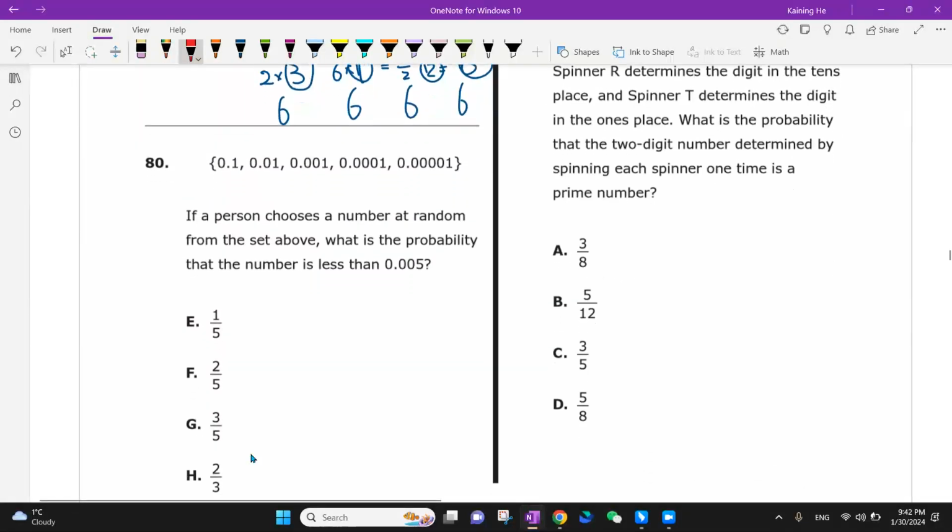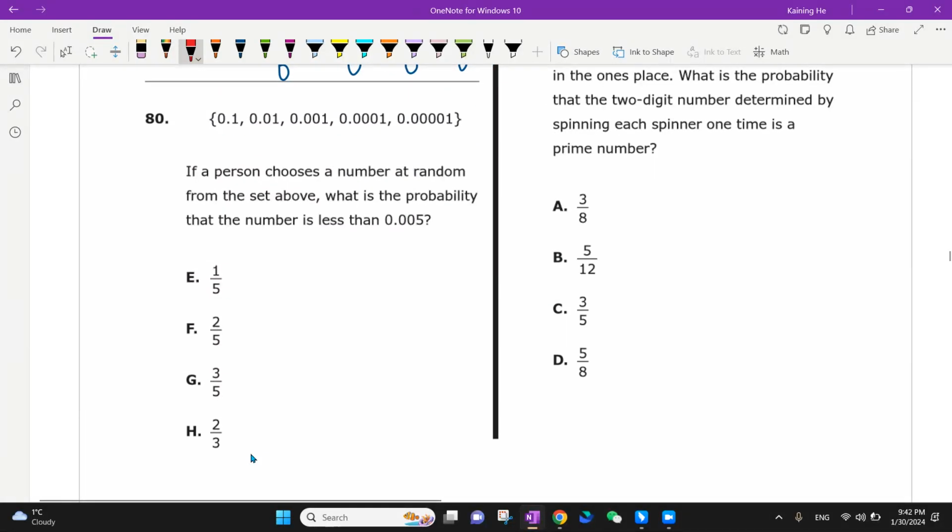Let's take a look at number 80. Now here, this one is a very simple comparison question. This question says, if a person chooses a number at random from the set above, what is the probability that the number is less than 0.05? So that means we're looking for anything that's less than 0.05. First thing, this is at the third place. This is our 10, 100, and 1,000. So this is the 1,000th place.